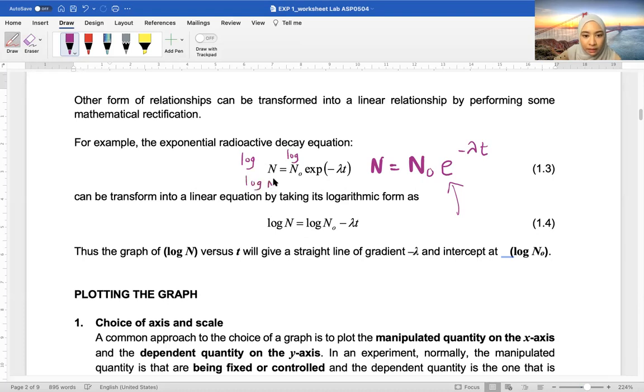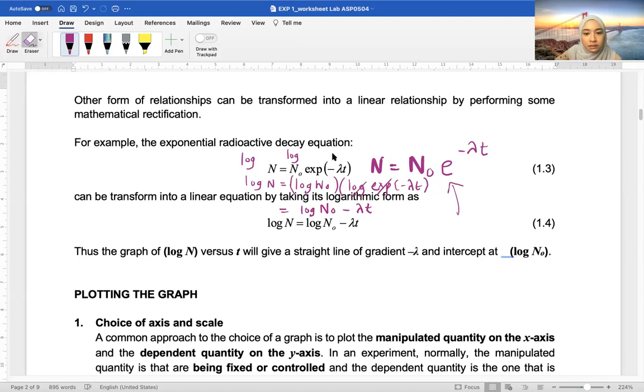Okay, log n equals log n naught, and then log exponential minus lambda t. So if you remember, log cancels out with exponential. This leaves me with minus t. So this now becomes log n naught minus lambda t.